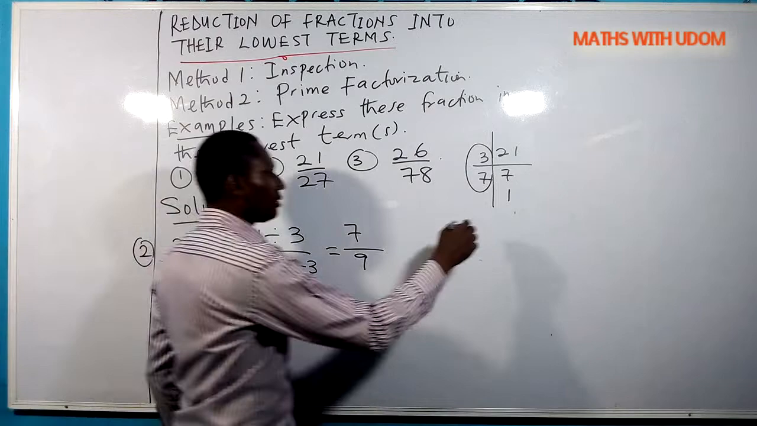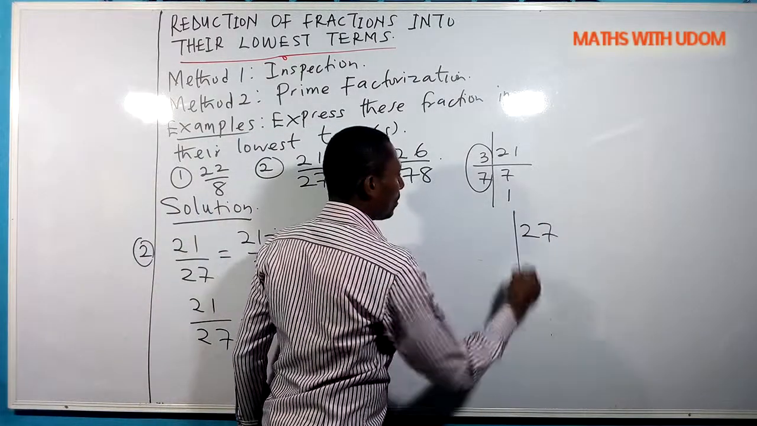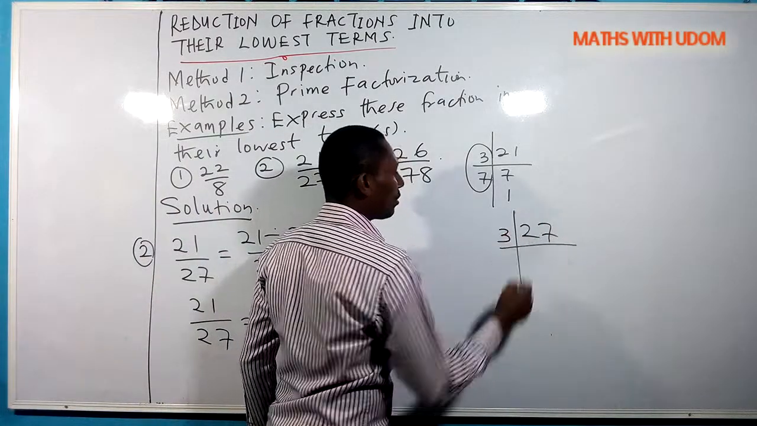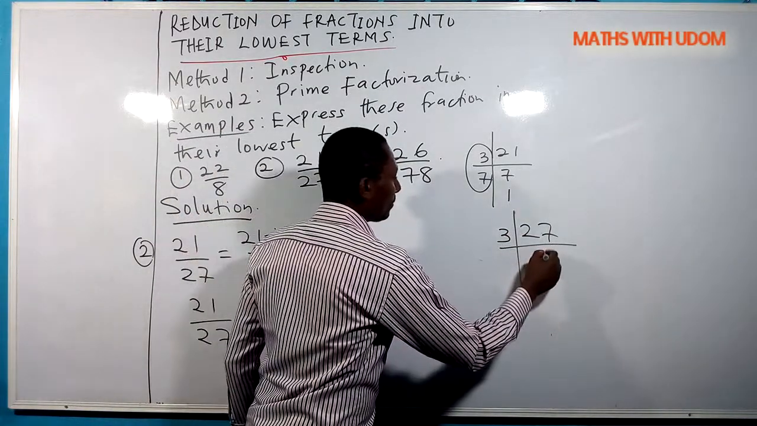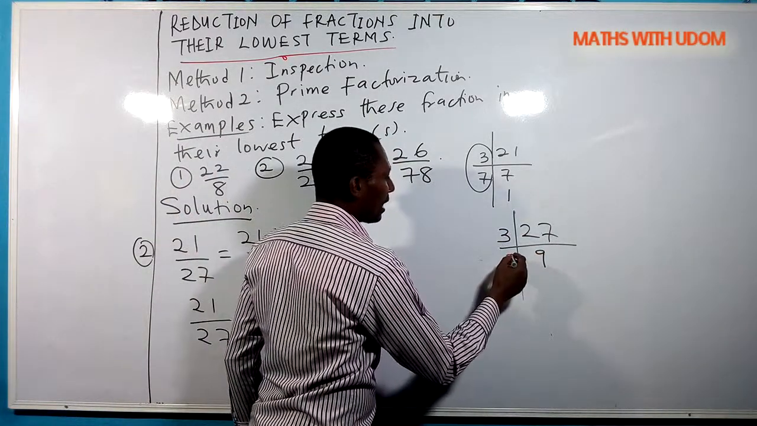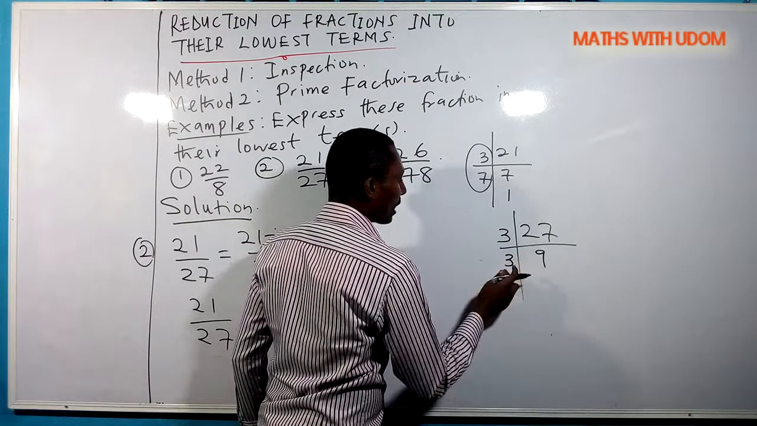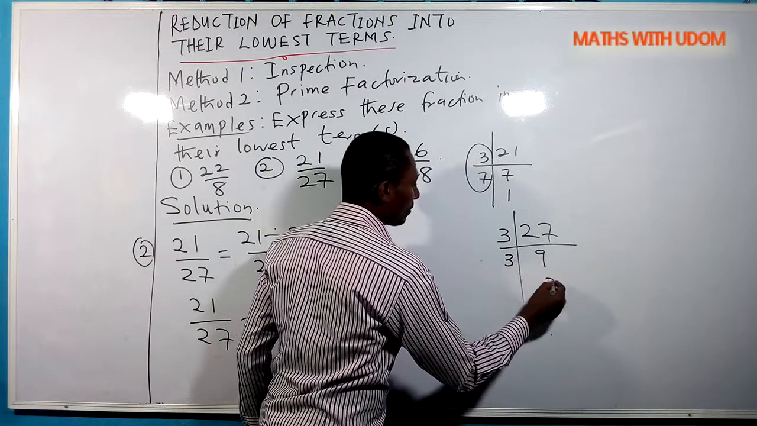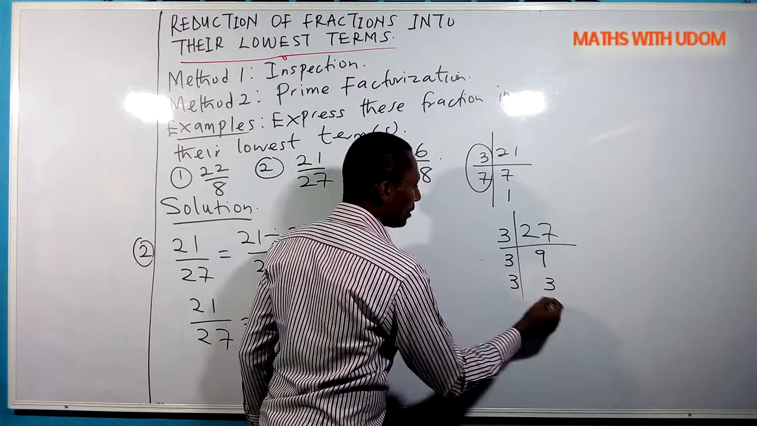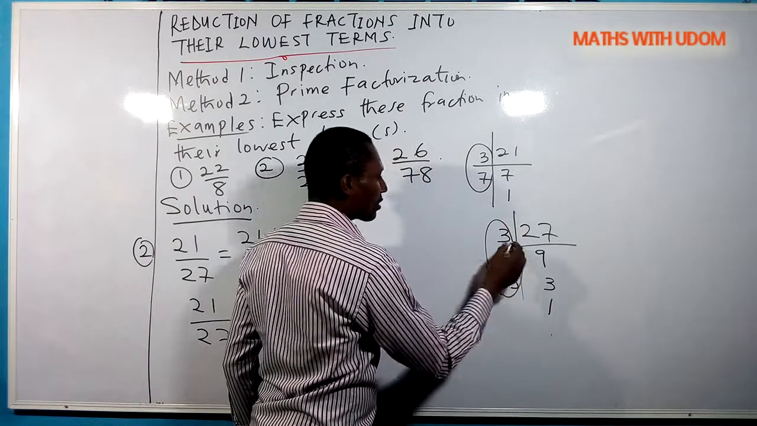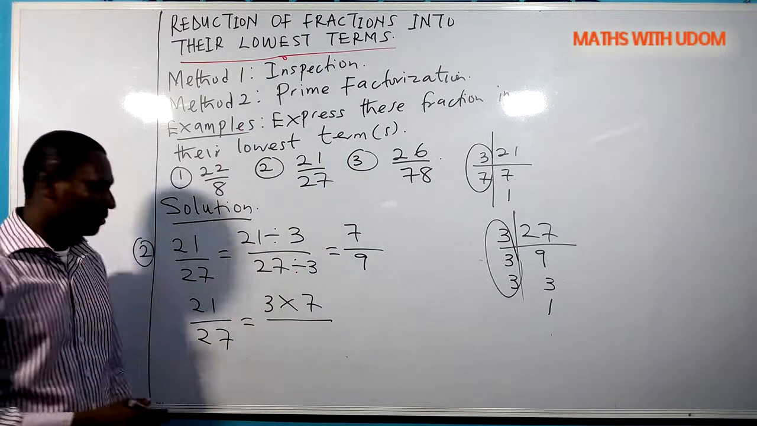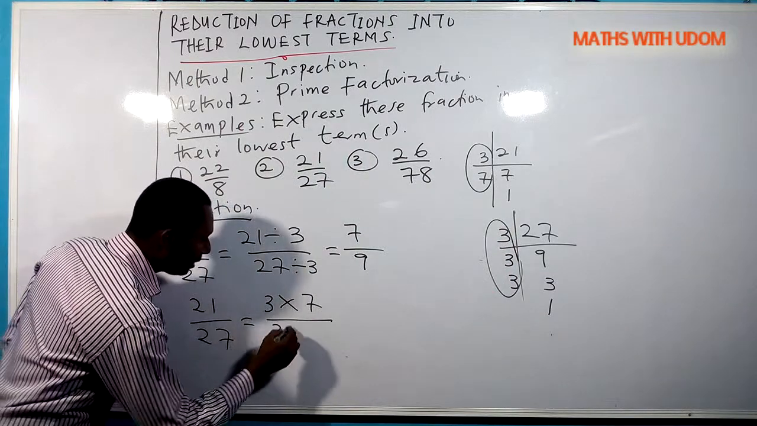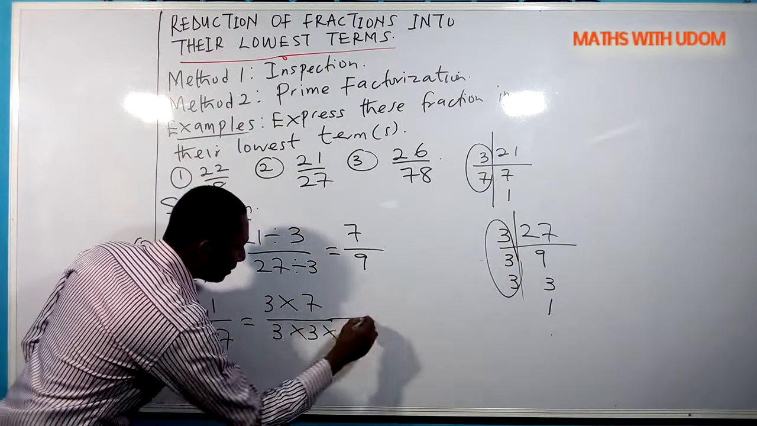For 27, what number can go? 3 can go. How many 3 can go in 27? 9. How many 3 can go in 9? 3. What can go again? 3. 3 in 3, 1. So these are the prime factors. 3 times 3 times 3 are the prime factors of 27. So I will write 3 times 3 times 3.